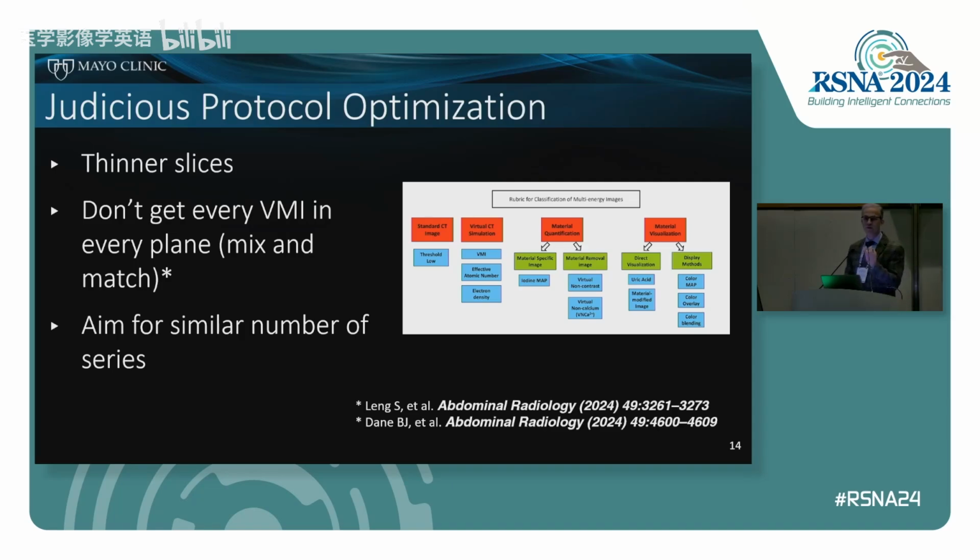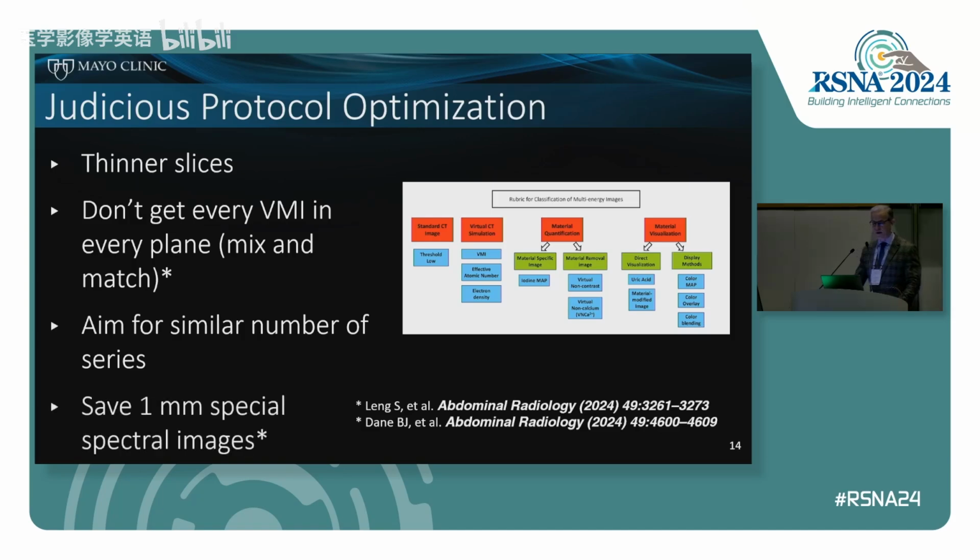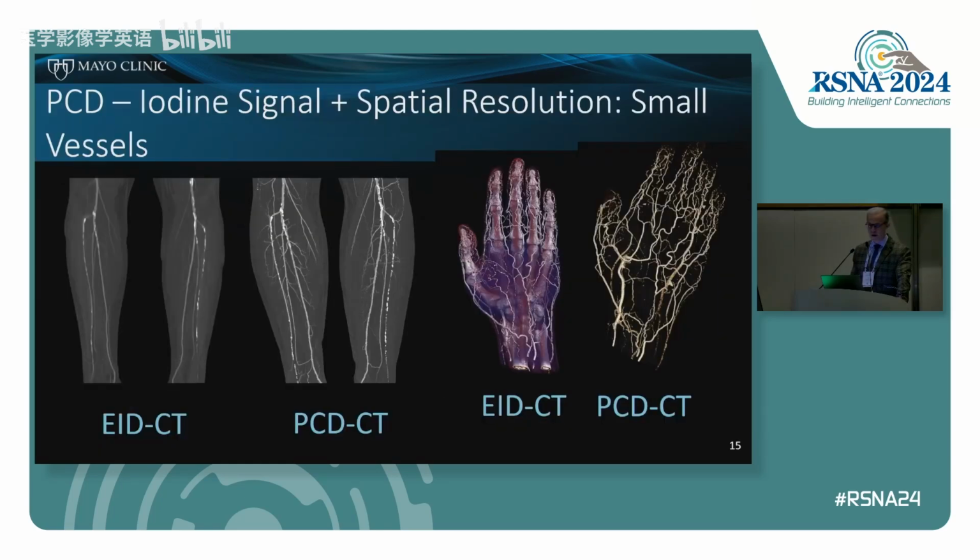And so in our practice, we try to keep a similar number of series. But we do recommend getting the 1 millimeter special spectral images. And these images contain the spectral information that allow you to get these other flavors that you may need for problem solving in your clinical practice.